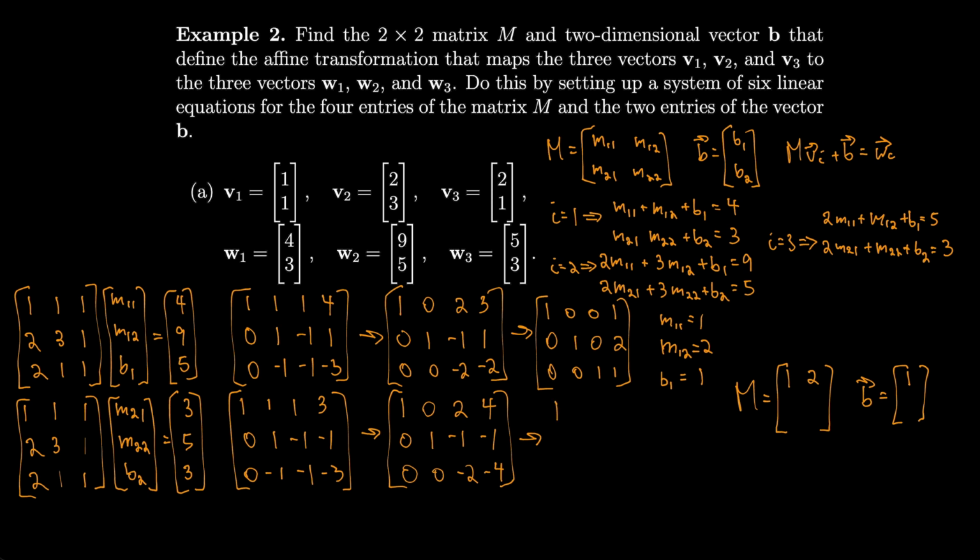Okay, so we'll end up with 1, 0, 0, 0, 0, 1, 0, 1, 0, 0, 1, 2, giving us M2,1 equal to 0, M2,2 equal to 1, and B2 equal to 2. So we can finish our matrix M by putting in a 0, 1, and our vector B by putting in 2. And we found M and B.